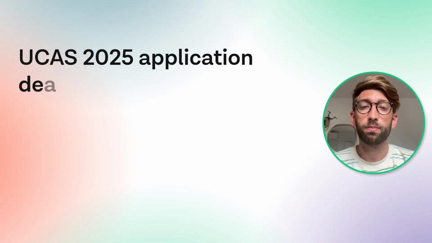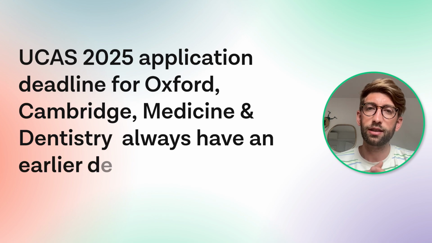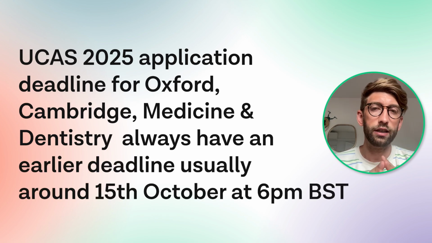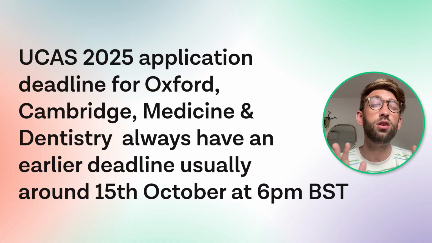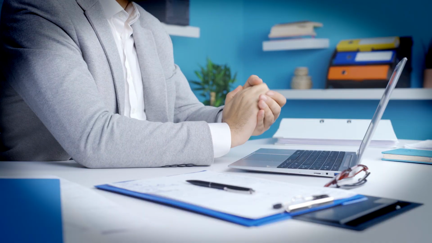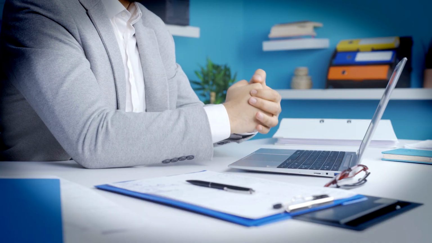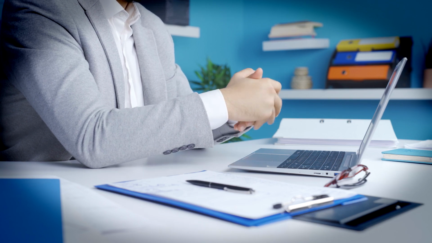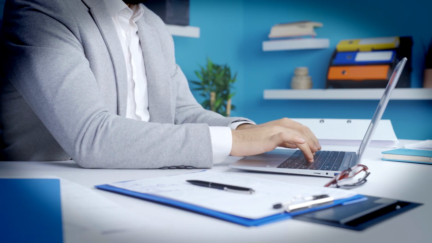So for when you're applying to Oxford, Cambridge, medicine, dentistry, they all have an earlier deadline so that they can interview you as well. So it's usually around the 15th of October. Check, because it changes every year, but only usually by a couple of days, and it's usually 6 p.m. of that date. So don't be well ahead of that. Make sure that you're not scrambling around to finish your application the day before. Just try and get it in at least a week before.